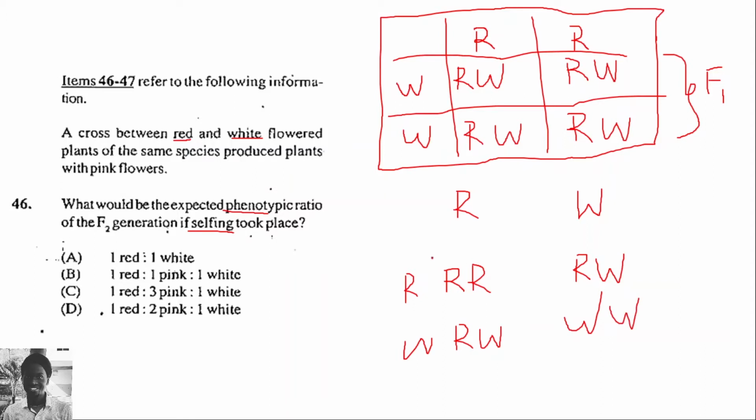So this one here would be red. This one would be pink. So that's red. So I have one red there. This would be pink.